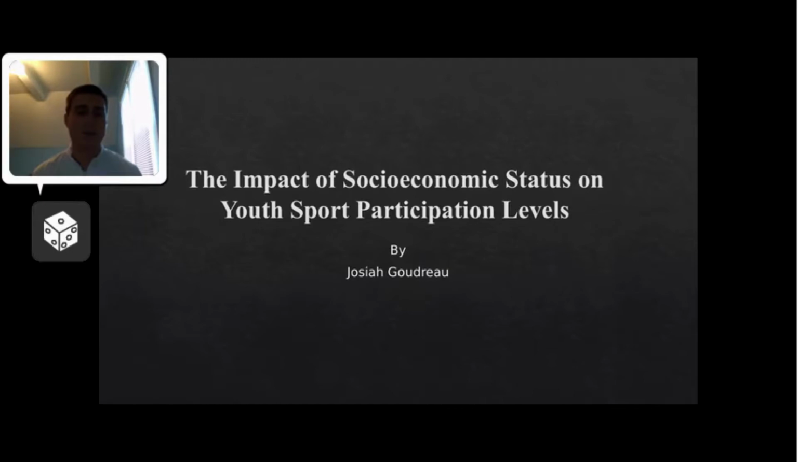rates. So that's an important thing for communities to understand, that there are going to be individuals in a community with lower socioeconomic statuses who may not have the same access or opportunities to participate in sport. So they need to be aware of this and be able to provide ways for these children to have the same equitable opportunities to participate in sport, which, as past research has shown, has many benefits.